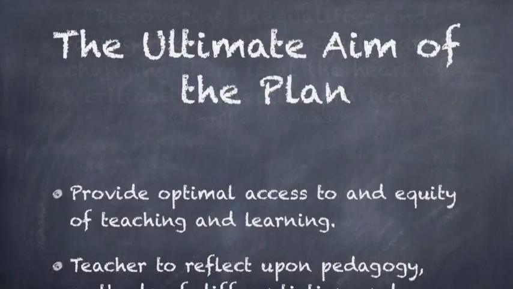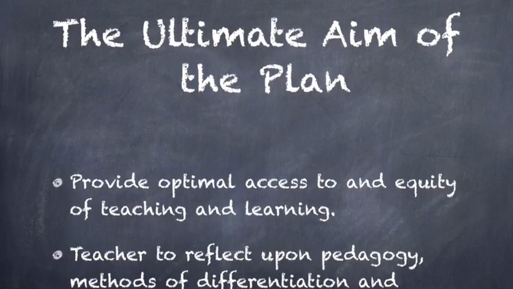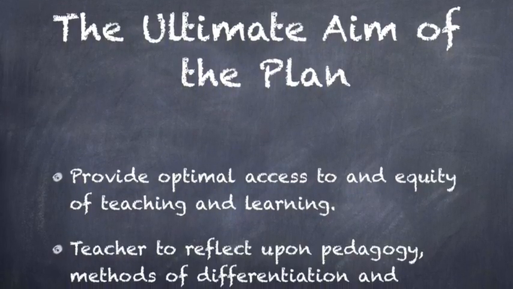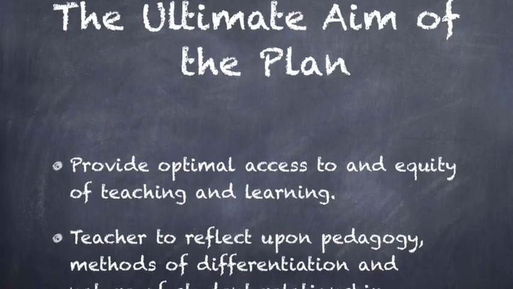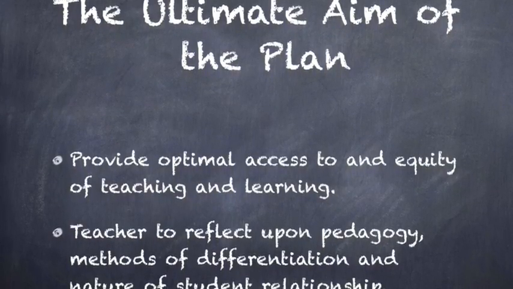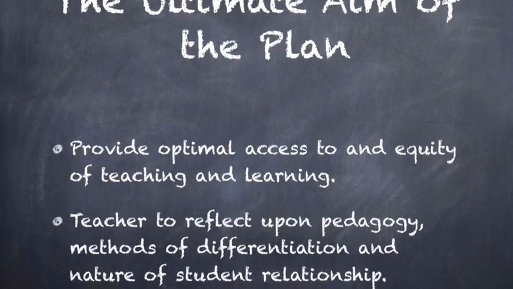The ultimate aim is to provide the optimal access to and equity of teaching and learning. By applying this plan, a teacher would be reflecting on their pedagogy, their methods of differentiation, as well as the nature of the relationship with their students, all in order to maximise access and equity. This is a truly good aim.